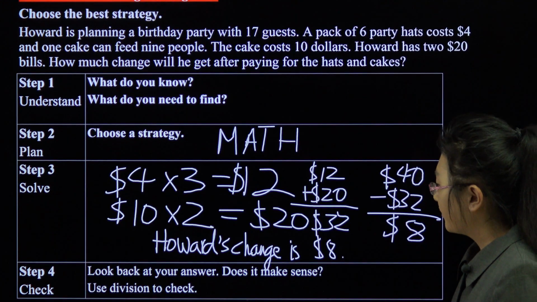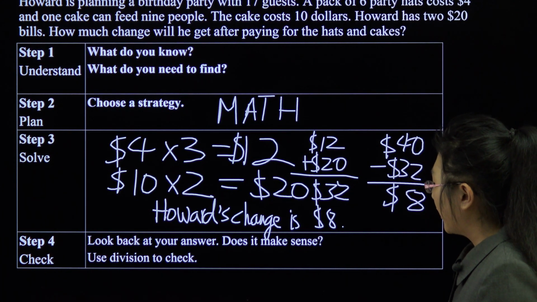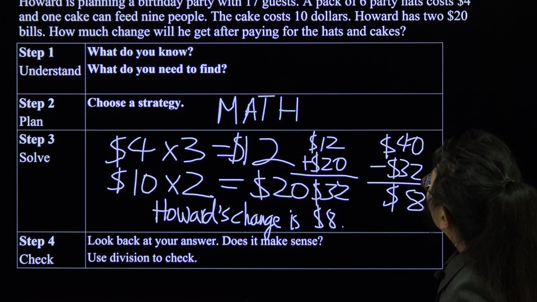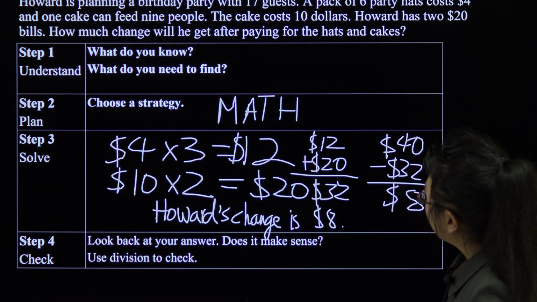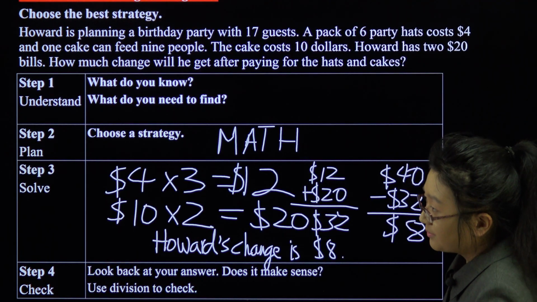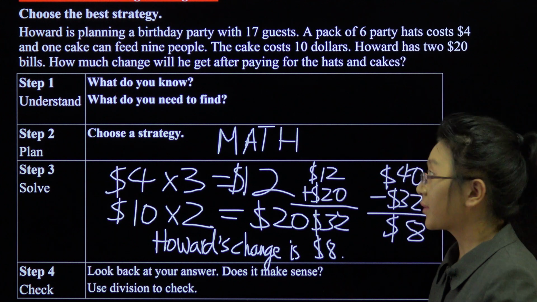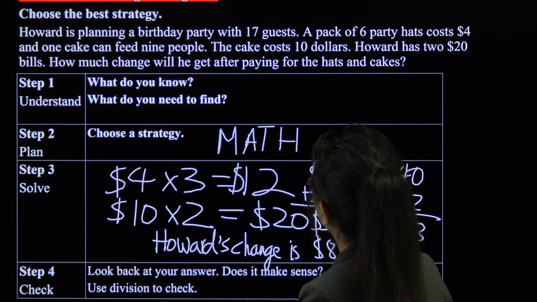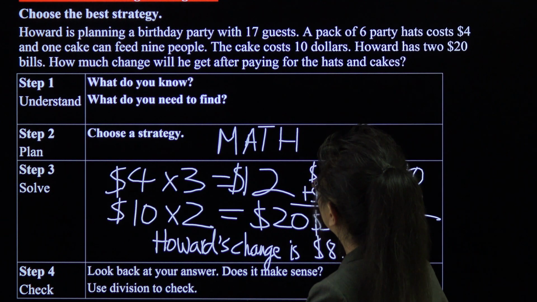So let's check. Look back at our answer. Does it make sense? Well, it does make sense. We could use division to check, or just work backwards in general. But first, let's reread the question to make sure that we get our information correct.